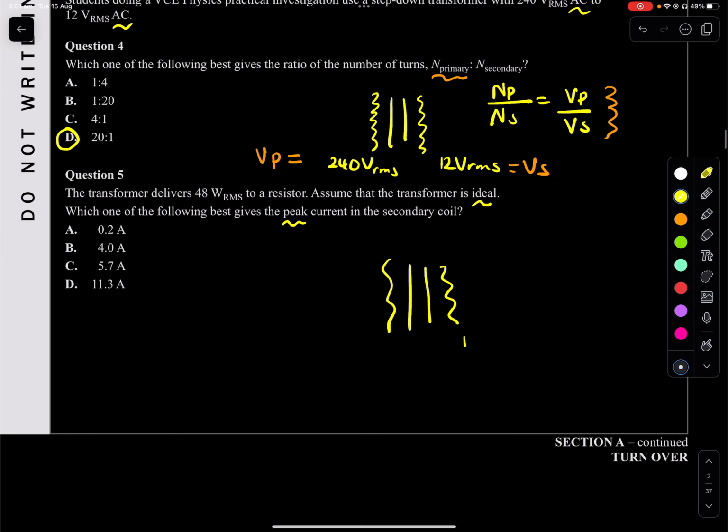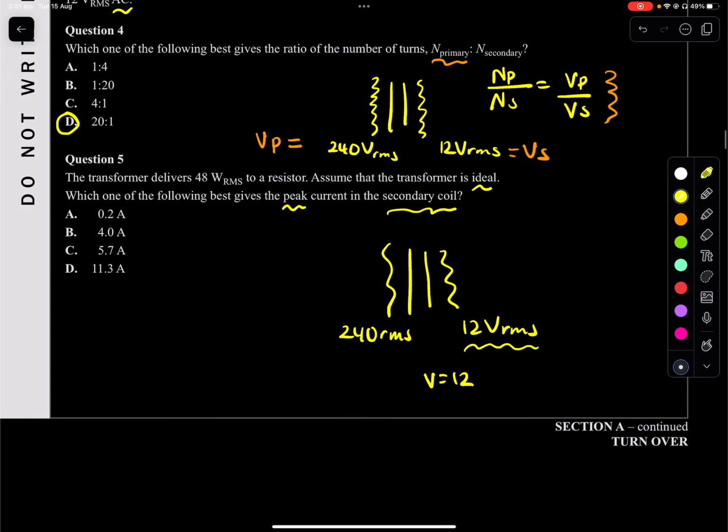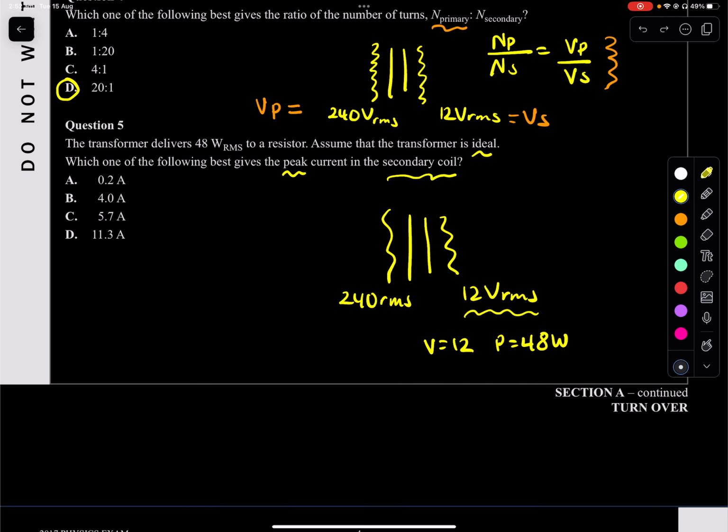We know that this was 12 volts RMS and this is 240 volts RMS. Over here, because it's our secondary coil, this is our voltage, 12 volts RMS. So your voltage is 12. We also know that our power is 48 on both sides, because it's ideal. There is no power loss. So we know our voltage and our power, and we want to find the current.